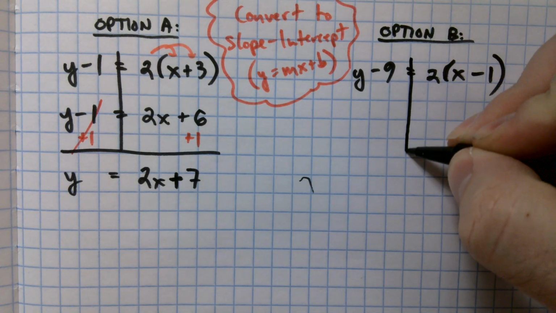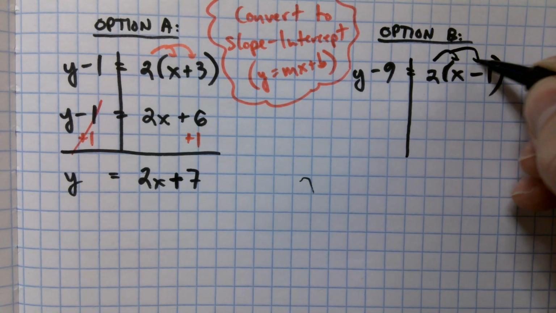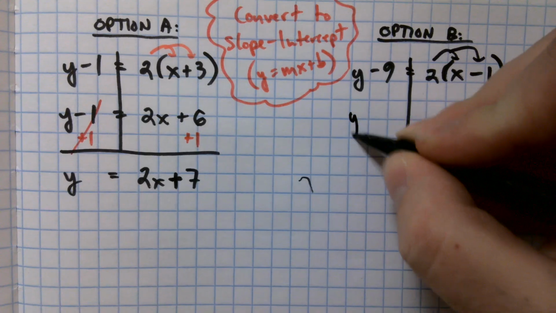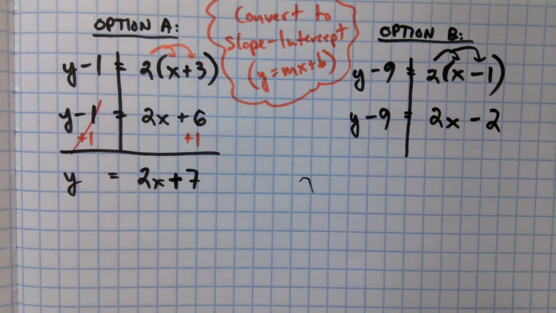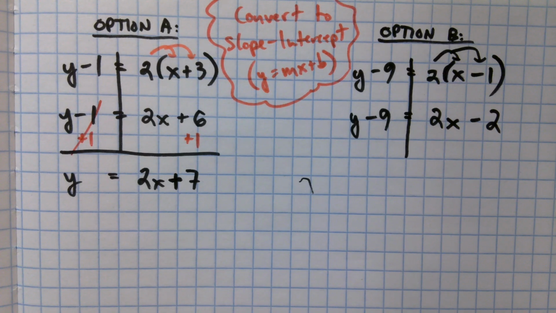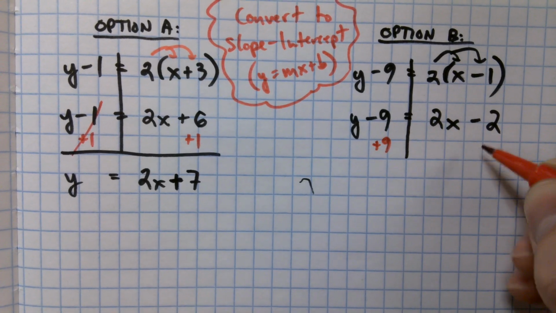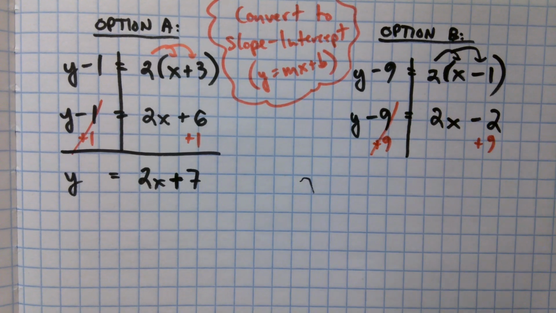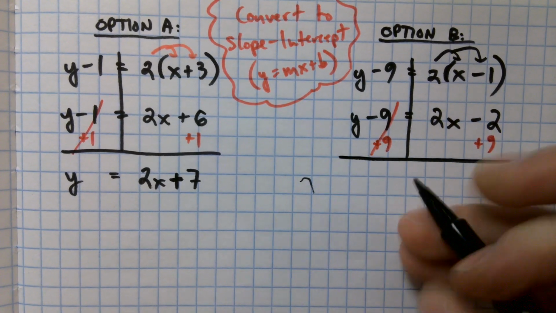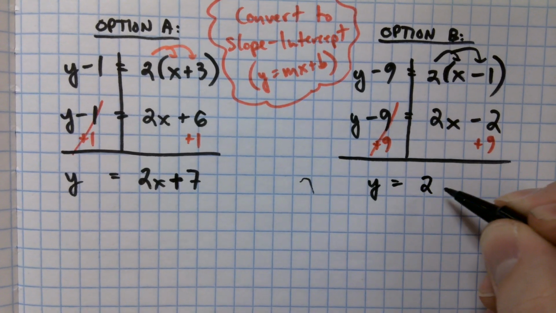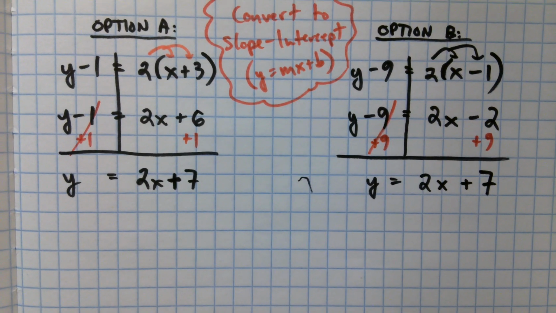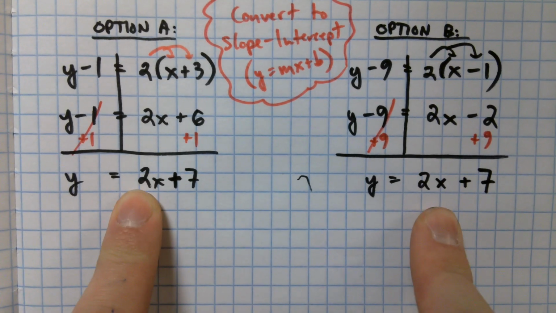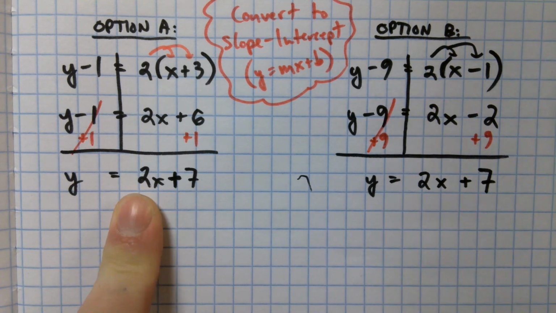Let's do the same thing over here. Let's distribute the 2. What is 2 times x and 2 times negative 1? 2x minus 2. What am I going to do now? Add 9. What is negative 2 plus 9? 7. So I'm left with y equals 2x plus 7. What do you notice? It's the same thing.